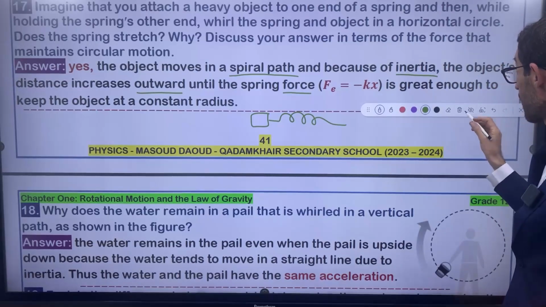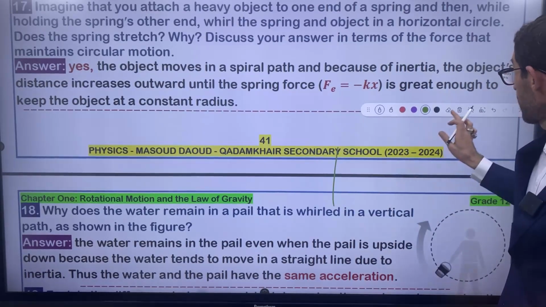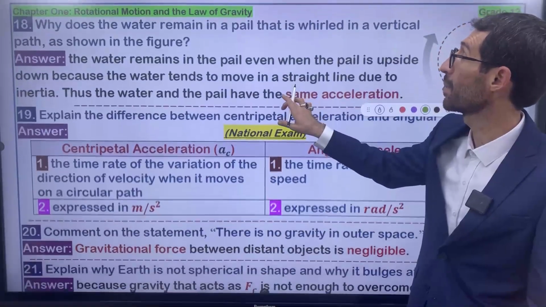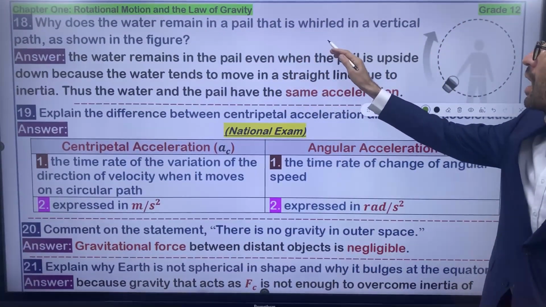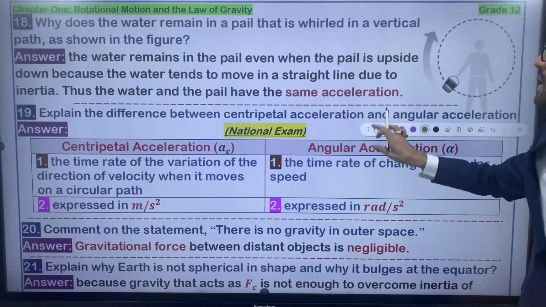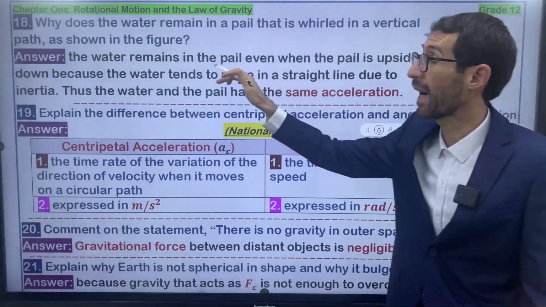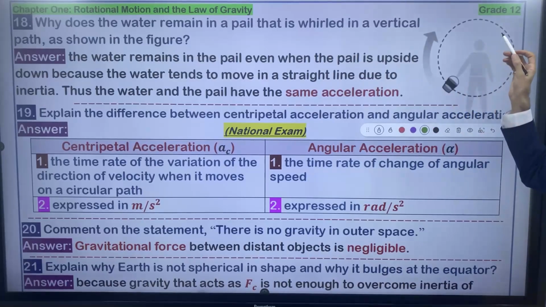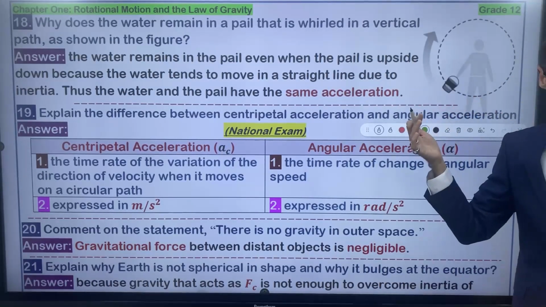Let's move on to question number 18. Right, let me read it for you. Question number 18. Why does the water remain in the pail, let's say, in a vertical path? Why does the water remain in a pail when the pail is upside down?